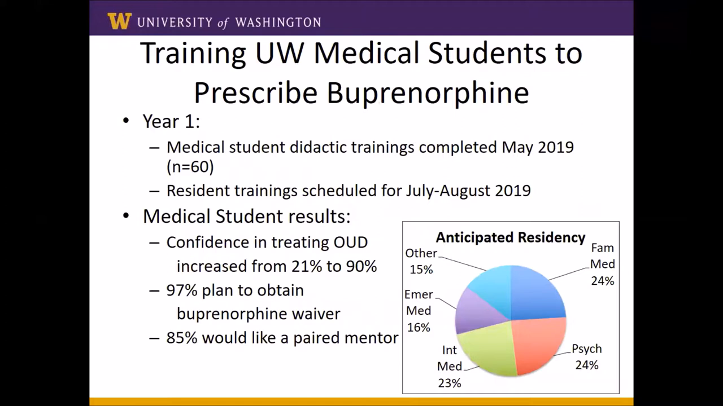So responding to younger physicians' desires to become buprenorphine waivered, we implemented a program for training medical students to prescribe buprenorphine with support from SAMHSA. So we just completed the trainings for medical students and are very pleased to say that we surpassed our goals with 60 medical students who, as you can see, are bound for many different residency programs after graduation. Through surveys that we did pre and post training, we found that student confidence increased from 21 to 90% with the training. And nearly all these students plan to obtain their waiver, although we'll continue to track them to see how many actually follow through and prescribe in their residency.